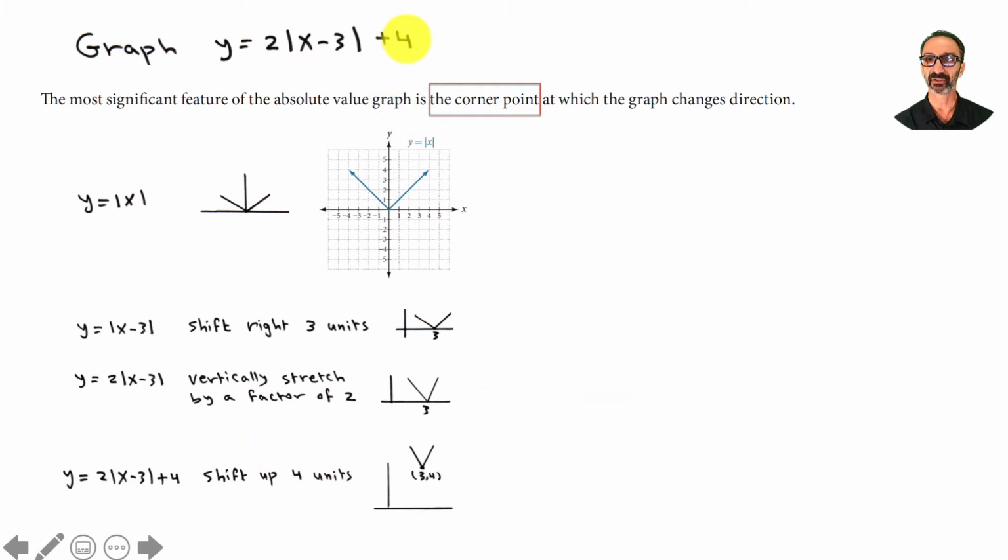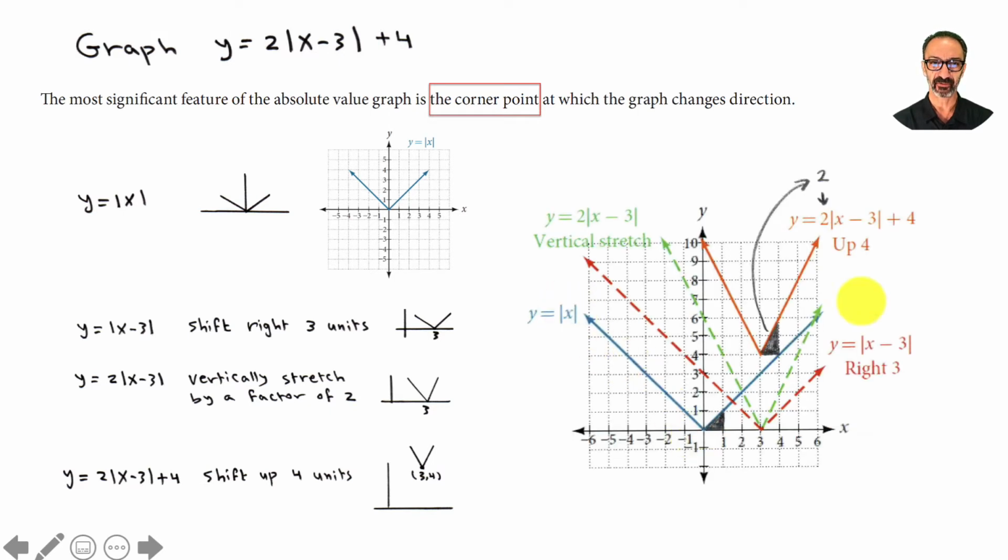Then I'm going to consider adding the 4 as my last step. So I'll bring it up 4 units to 3, 4 instead of 3, 0. So if you notice here, I'm looking at this point. I'm looking at the corner point or the vertex. And that's how things work out in graphs. You just focus on the corner point or the vertex and you move the graph. Here's the whole detail.